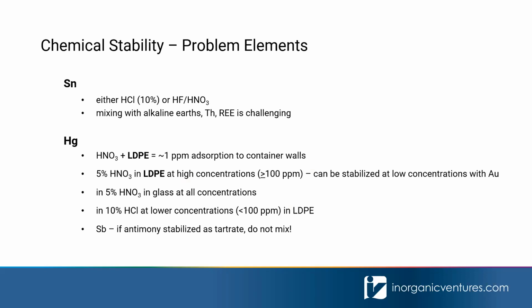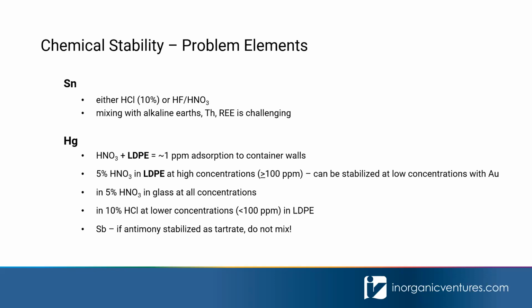Mercury is a bit of a different beast, and we receive a lot of technical calls and questions about mercury. It's probably the element that we get the most questions about. So here are some general guidelines. If you are working exclusively in plastic, which is nice because it's clean, then mercury in plastic will have a problem as it can absorb to the container walls. This is really only an issue, however, at lower concentrations of mercury, where 100 ppm is about the cutoff. If you stay above that concentration, then you can store your mercury solutions in 5% nitric in polyethylene, and you're going to be perfectly happy.